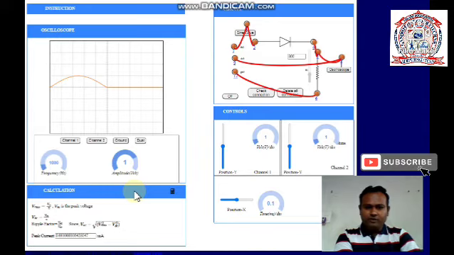Vrms equal to Vm by 2, Vm is the peak voltage, Vdc equal to Vm divided by pi. Ripple factor is equal to Vac divided by Vdc. Since Vac equal to under root of Vrms square minus Vdc square. So we use this calculator to calculate the ripple factor.